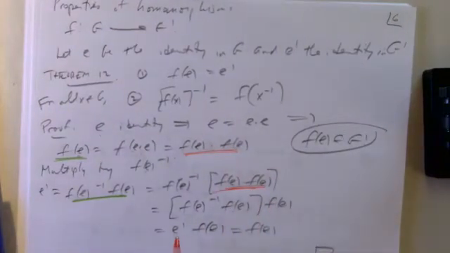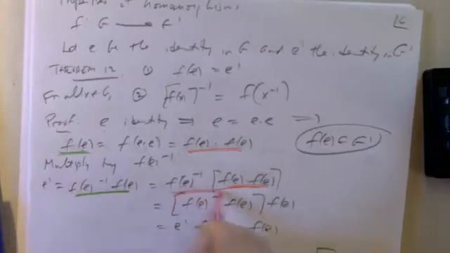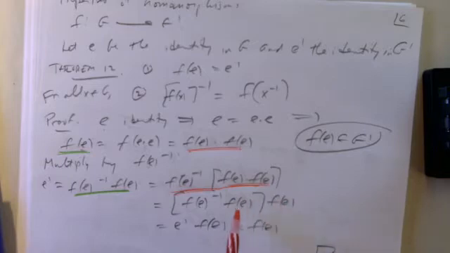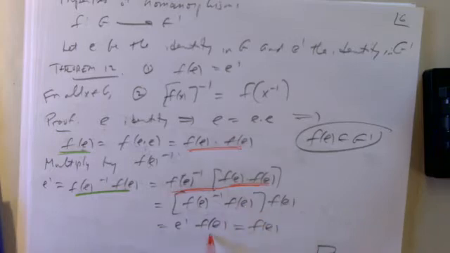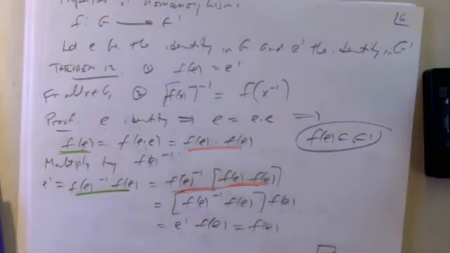Oh, this equals this equals this. Okay, got it. Thank you. Right? And then by associativity, this is the same as F of E inverse times F of E times F of E. And every element times its inverse is the identity. So this is the identity times F of E, which is F of E. So if you look at this long equation, E prime equals F of E. And that's what I wanted to prove. Okay, got it. Thank you. Sure.